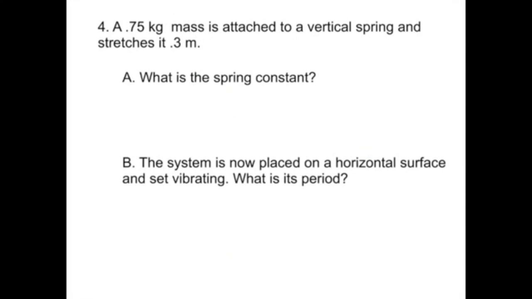Finally, we have number 4. A 0.75 kilogram mass is attached to a vertical spring and stretches it 0.3 meters. A, what is the spring constant? Okay, so we know that k is measured in newtons per meter. We know that the spring was stretched by a 0.75 kilogram mass, so that would be 7.5 newtons. And then in meters, we have 0.3. That's how far it stretches. Now I'm dividing, and I get that the spring constant is about 25 newtons per meter.